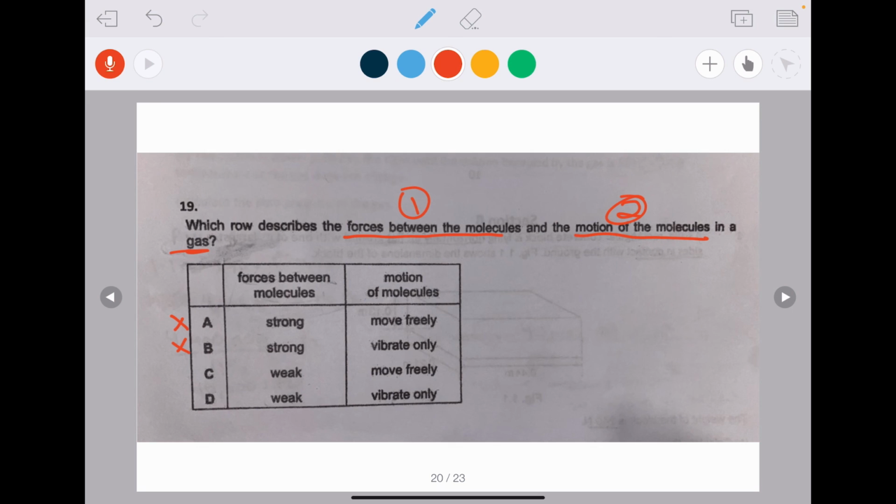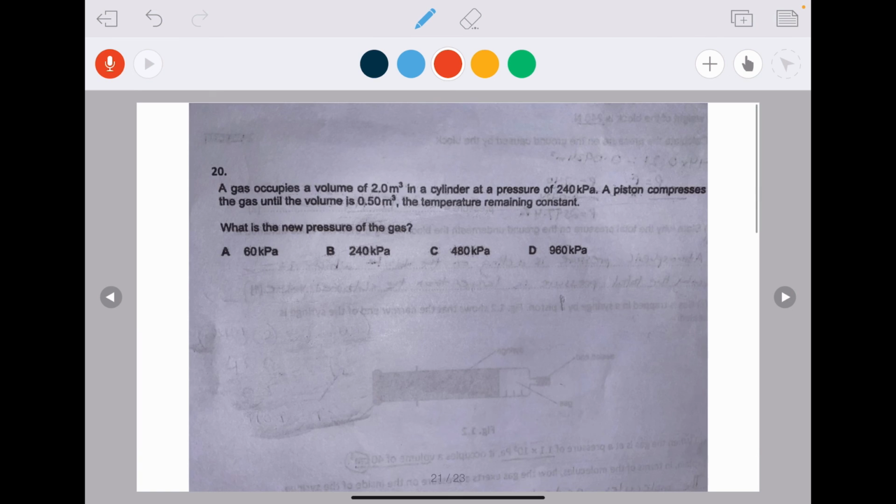And the motion of the molecules in a gas, do they move freely or do they vibrate only? They are far apart, they move freely and spread out quickly. So D is ruled out because they do not vibrate only, they do move freely. So the answer will be C for question number 19.